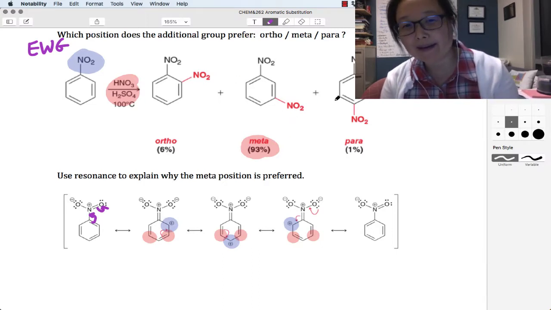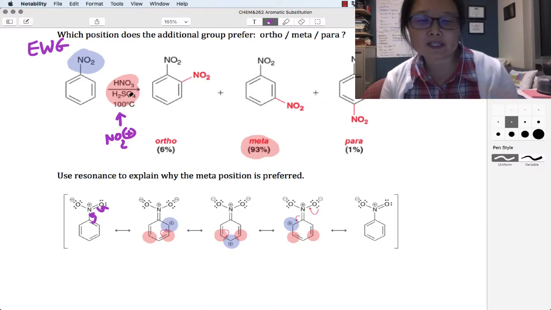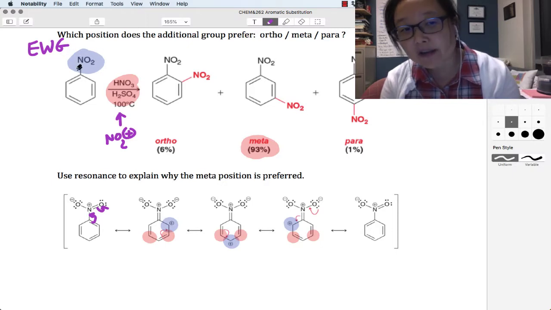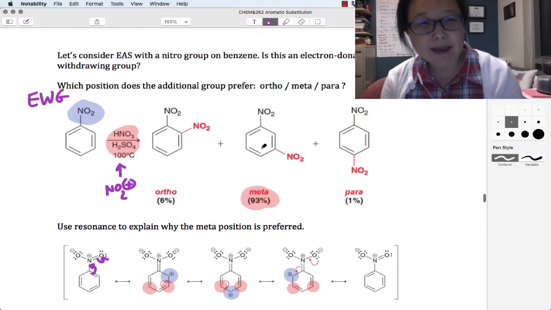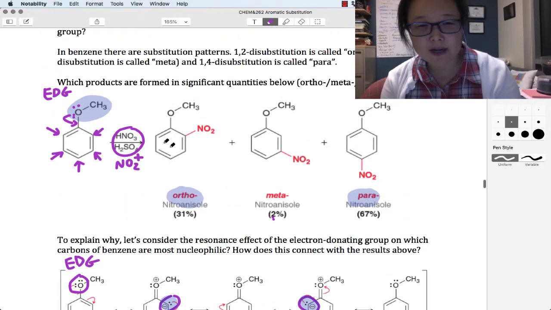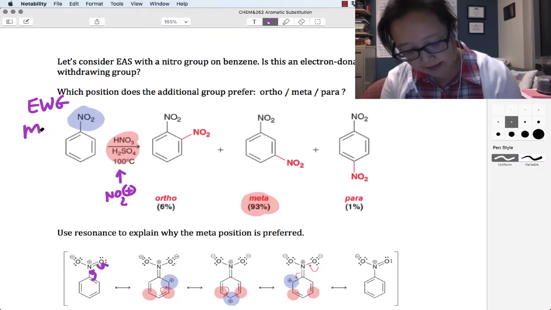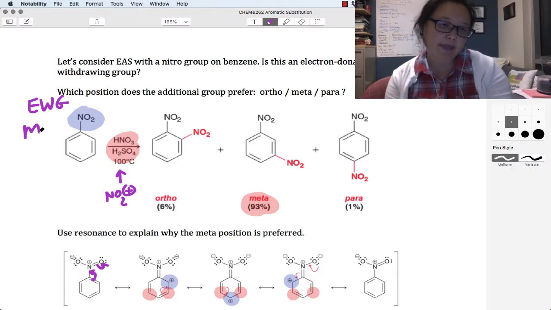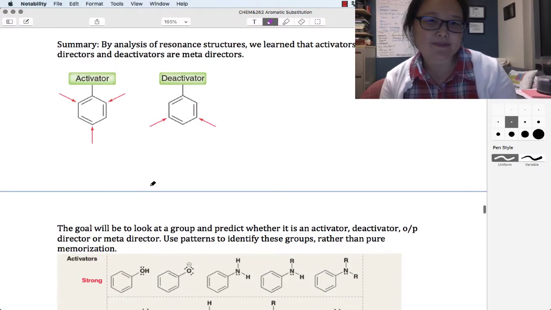Now, what group do I add on second? That depends on what's here. This is my nitration reaction, so I'm adding a nitro group, and the question is, where do I add it? So we just solved that when you have a withdrawing group, you are going to add to the meta position for subsequent groups. So that means that electron donating groups are ortho-para directors, and electron withdrawing groups are meta directors. Okay, so it's good to remember that, and remember why that is. We did the little analysis with the charges.